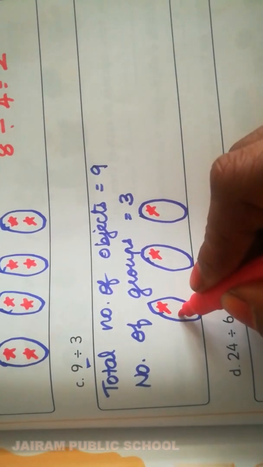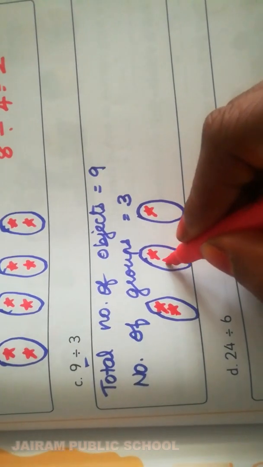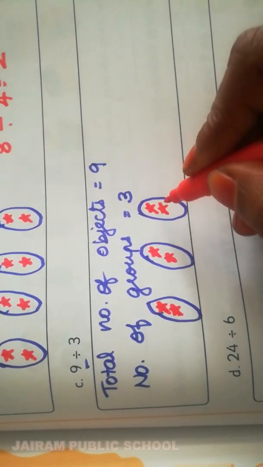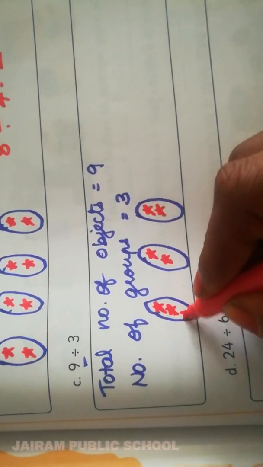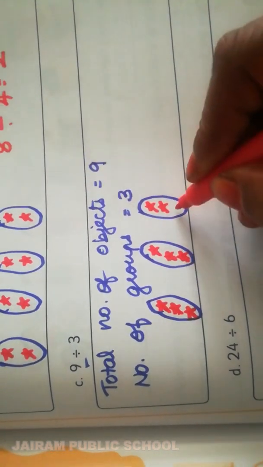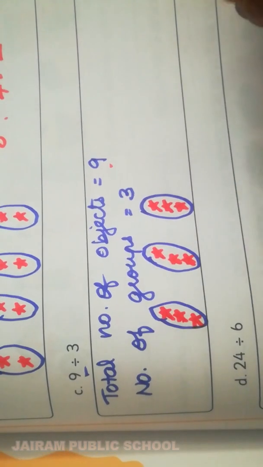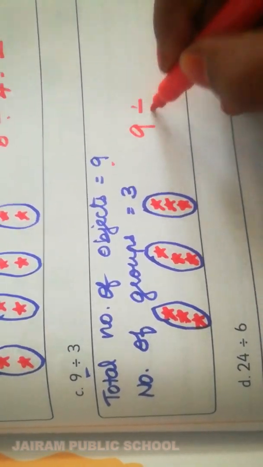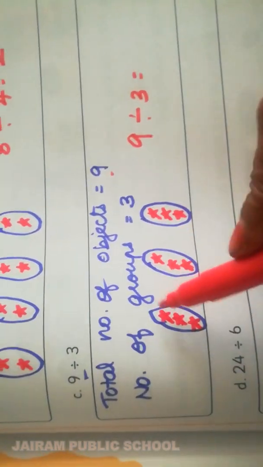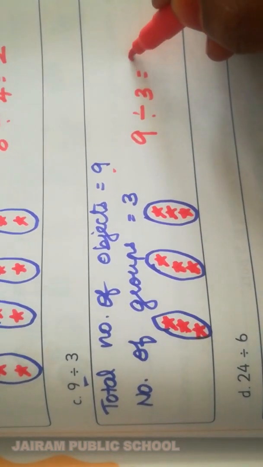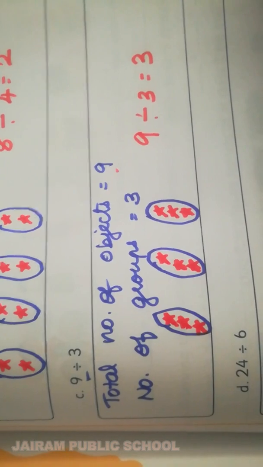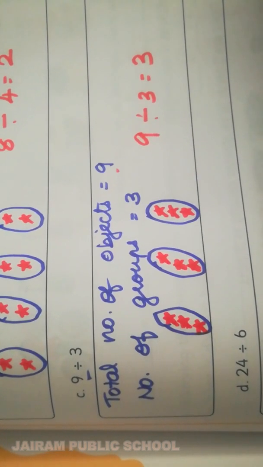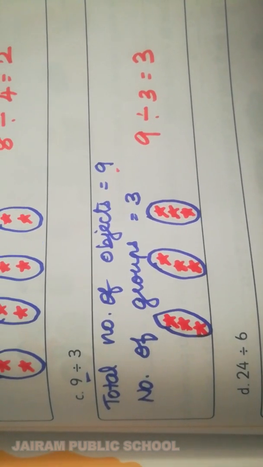Then the next set 4, 5, 6. 6 only is coming, so we have to start the next set. After 6, 7, 8, 9. We are getting the total 9. So 9 divided by 3 equals 3, one group consists of 3 stars. Like that we have to draw the division by grouping of objects.